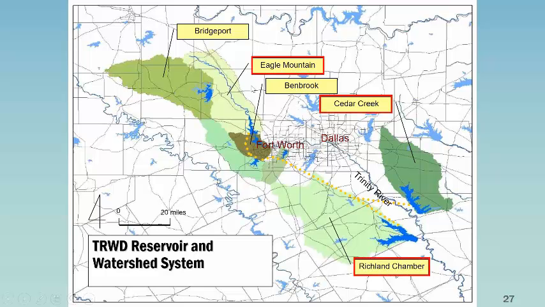So we are developing a watershed protection plan for the 3 lakes, the Eagle Mountain, the Cedar Creek, and the Richland Chambers. Today I'm going to talk about an example of the Cedar Creek, which is the watershed that you're seeing here on the right-hand side of the Trinity River that flows through Fort Worth and Dallas.